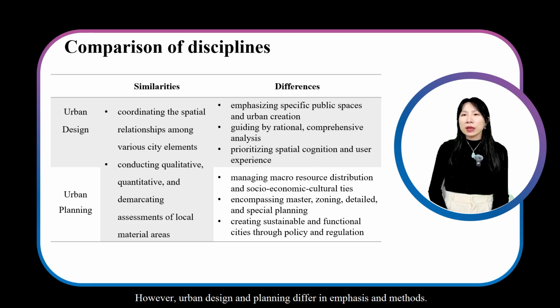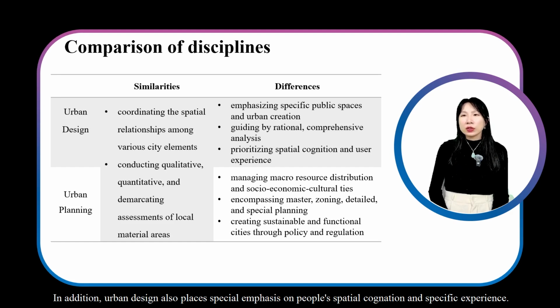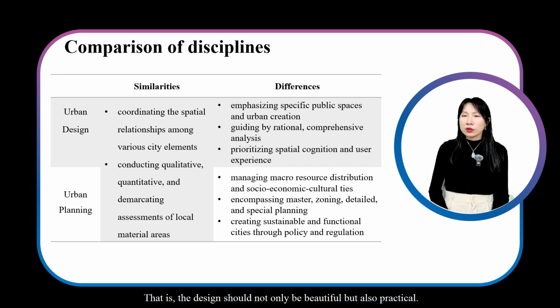However, urban design and planning differ in emphasis and methods. Urban design focuses more on the relationship between the public space outside the building and the creation of a specific urban space. As mentioned above, it emphasizes rational-dominated comprehensive analysis to design. In addition, urban design also places special emphasis on people's spatial cognition and specific experience. That is, the design should not only be beautiful but also practical.